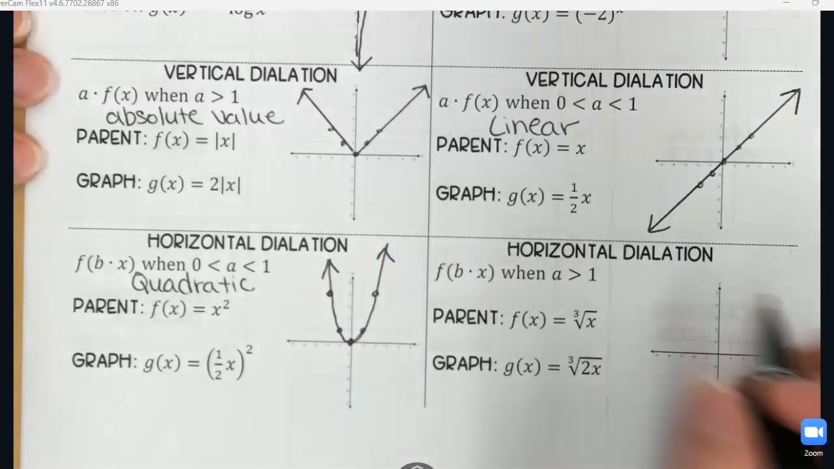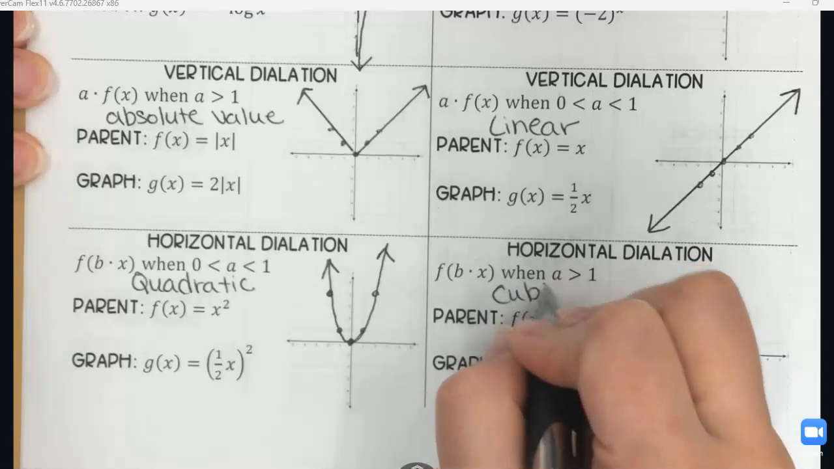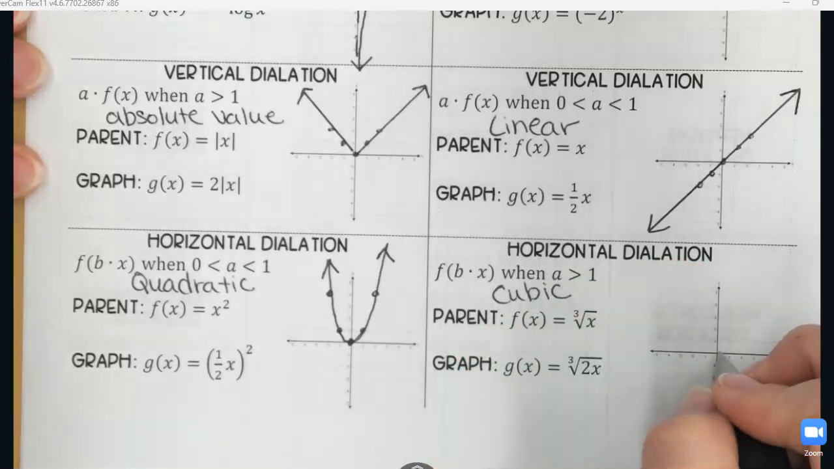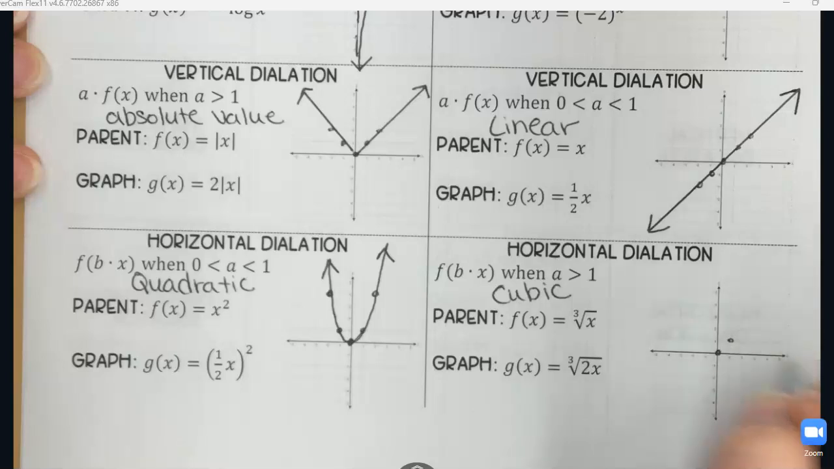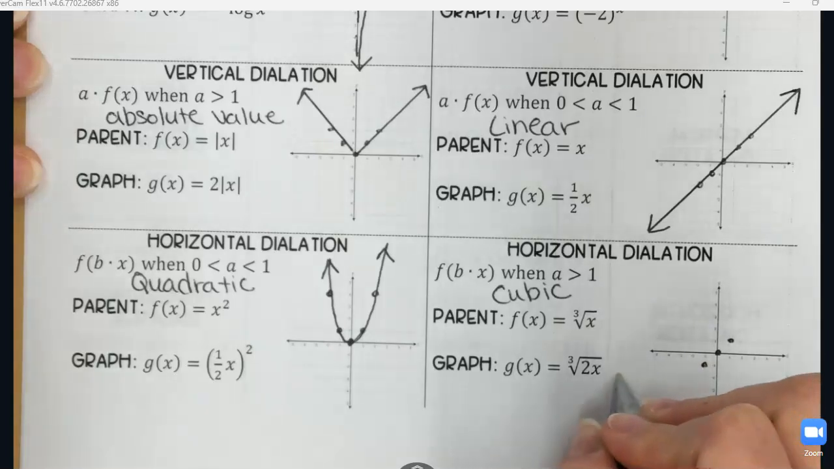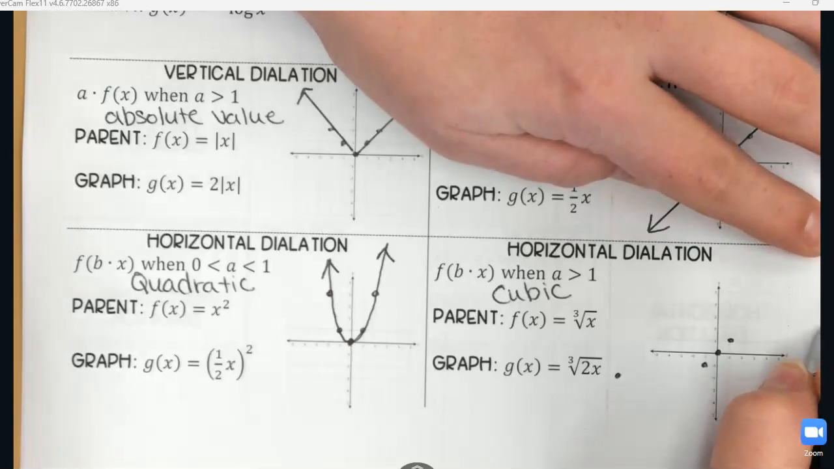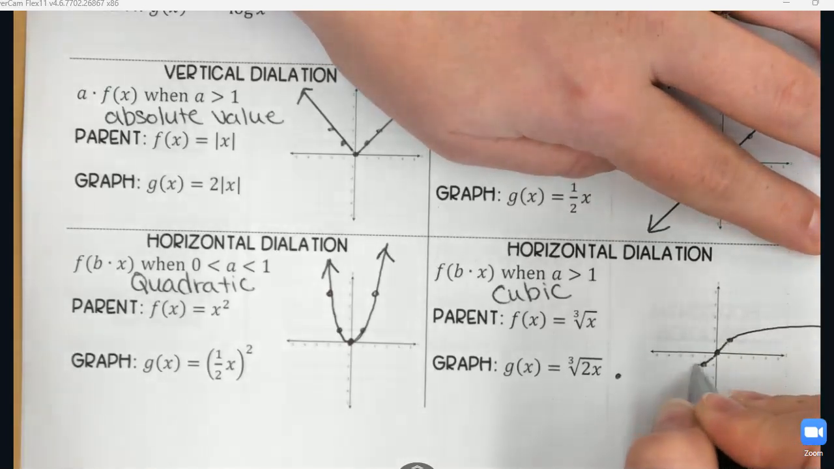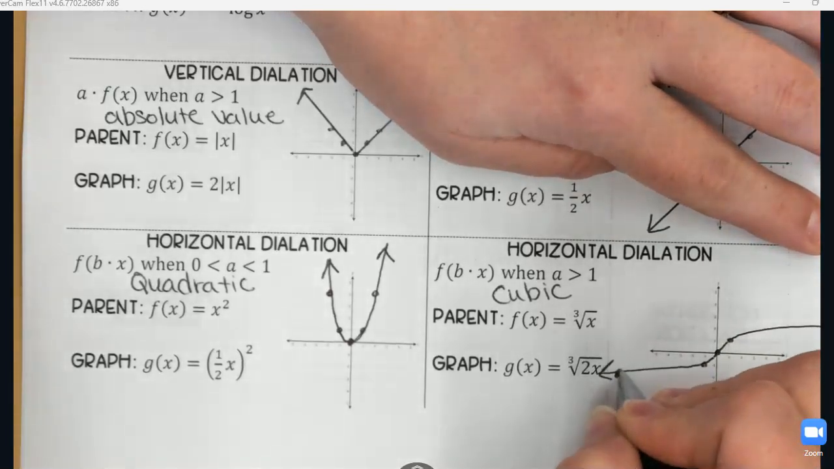And then last but not least, we have our cube root function. Some critical points here: (0, 0), (1, 1), and it's off the graph, but I still want to be able to graph (8, 2), and then I've got (negative 1, negative 1), and then (negative 8, negative 2) again. This is going to help me to get a clear picture of our graph.